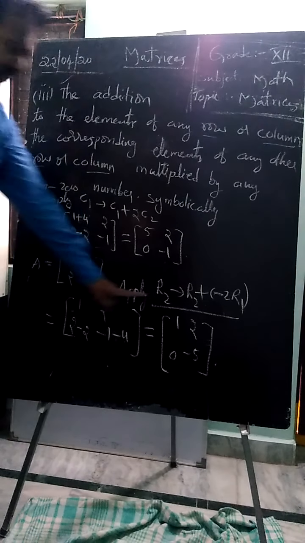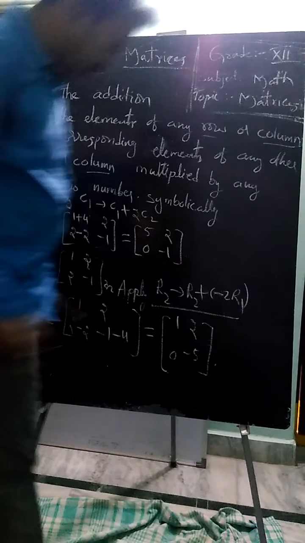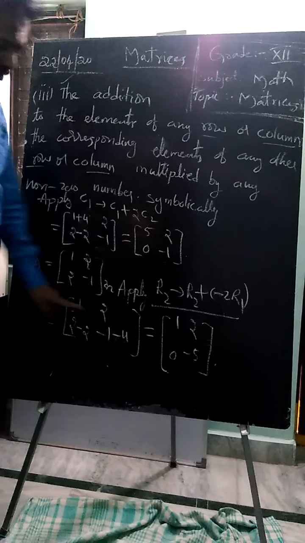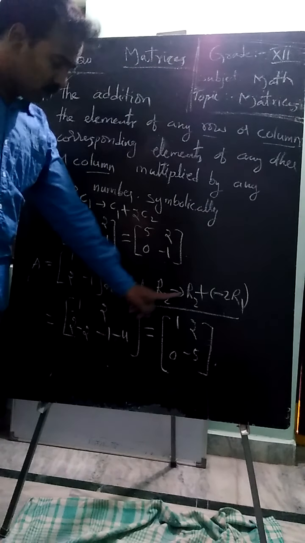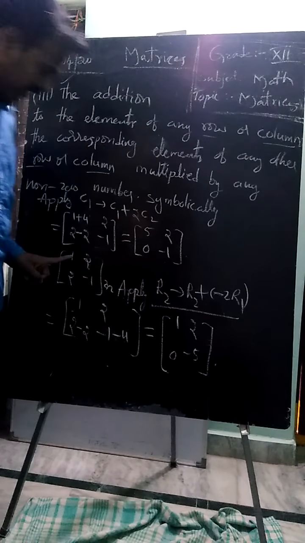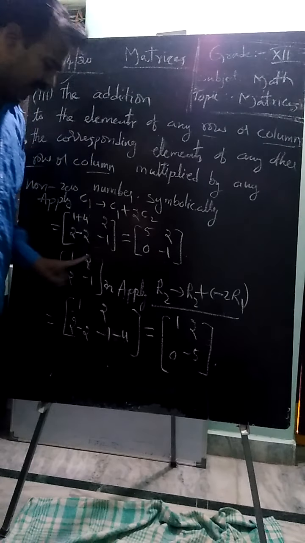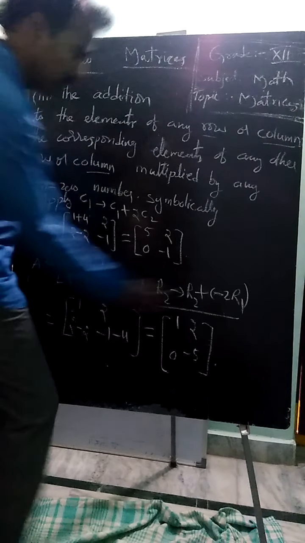So row wise we changed the R2 row as R2 plus of minus 2R1. We got this result. It means only the second row is changing. In the R2 value, first 2 minus, plus into minus, minus 2 ones are 2. Similarly minus 1, plus into minus, minus 2 times 2 is 4. We have this result by applying it row wise.